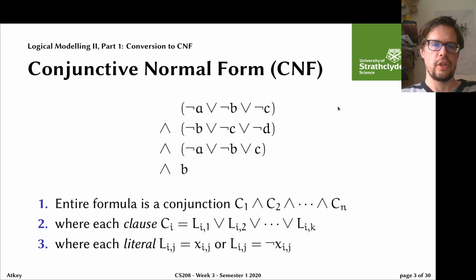So as a reminder, the conjunctive normal form is when the entire formula is a conjunction, so that's lots of things ANDed together, where each clause is a list of things which are ORed together, and each thing is a literal, so it's either an atomic formula which is negated, or it's an atomic formula by itself.